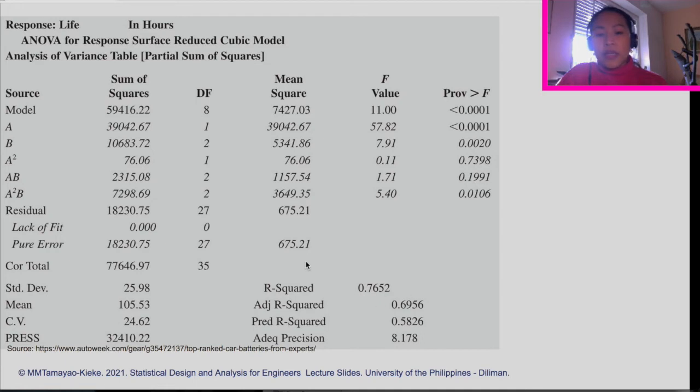The R squared of the model is rather high, and so we can conclude that the model is sufficient in explaining the variation in the response variable, which is battery life in this case. And this also means that at least one of the terms is significant. And it turns out that it's A, B, and A squared B.